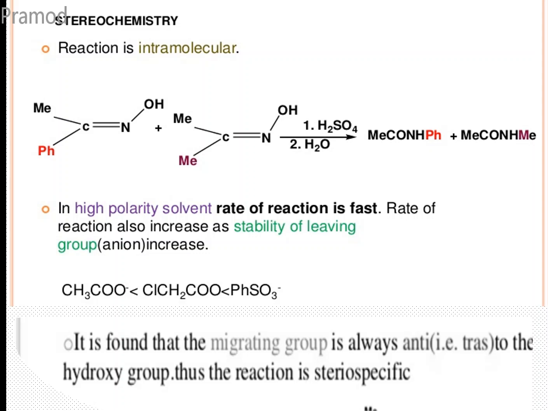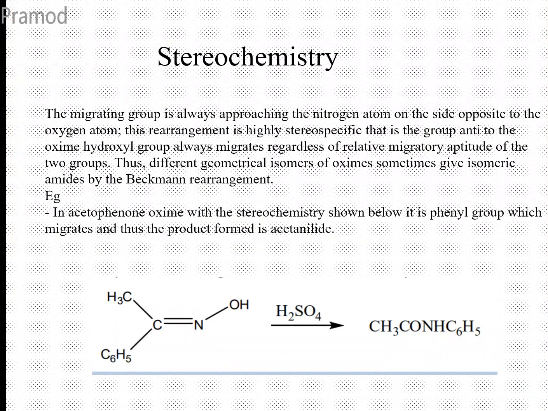The reaction occurs in a polar solvent because it stabilizes your leaving group and your anion. The stereochemistry, as we said, is stereospecific. The group which is always anti to your OH, on the opposite side of OH, migrates and rearranges. So it's a highly stereospecific reaction, where stereospecific means only one product is formed. Only anti migration takes place, no cis migration. Only trans migration takes place. Okay, so this is your example.